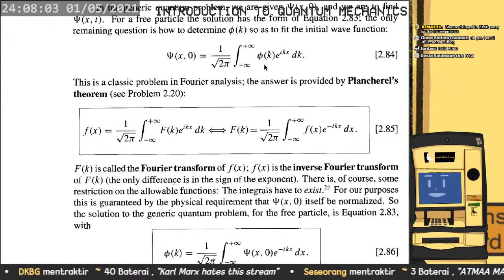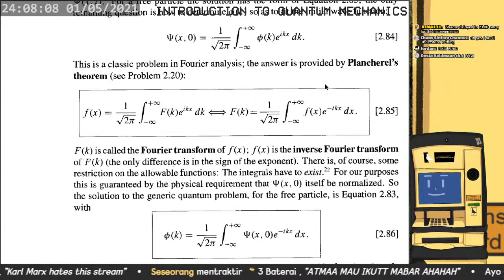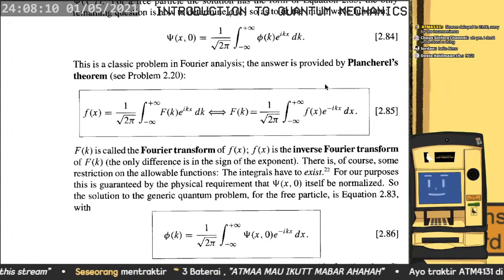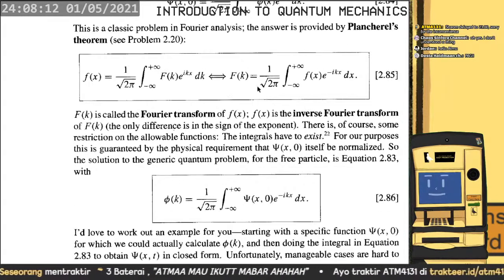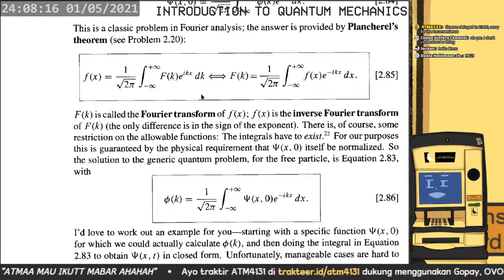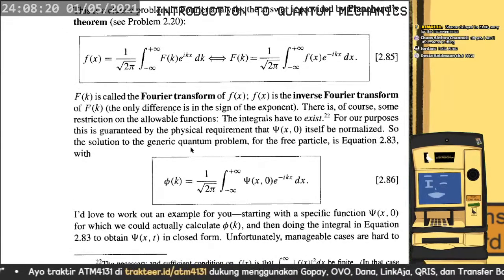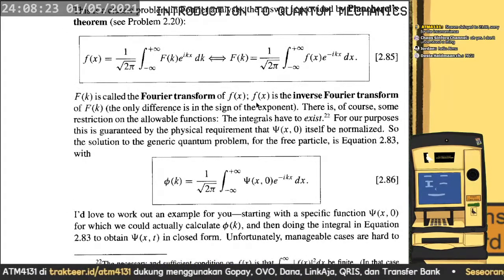This is the equation. This is a classic problem in Fourier analysis. The answer is provided by Dirichlet's Theorem. This is the theorem, and no, I'm not gonna scroll up for the problem. F(k) is called the Fourier transform of f(x).